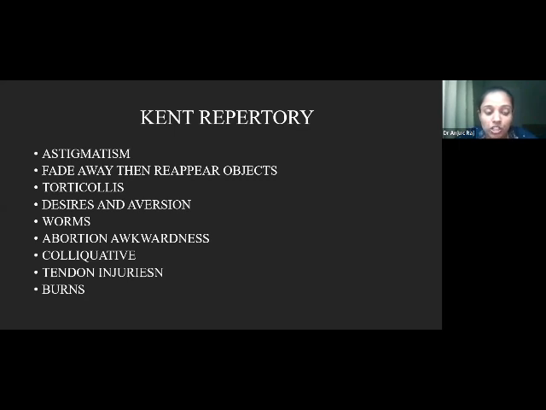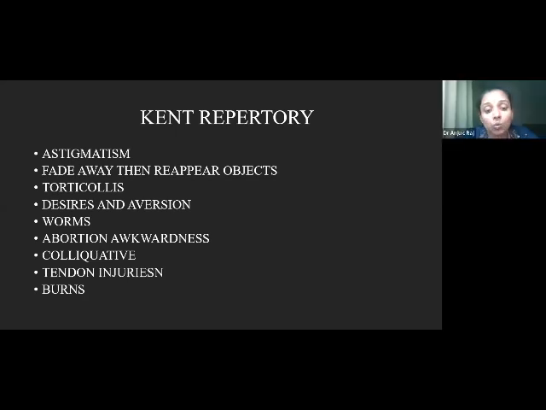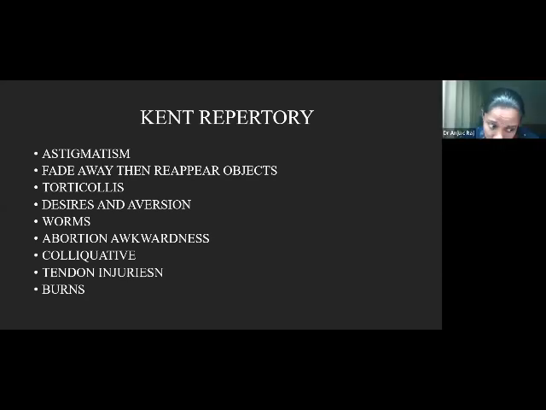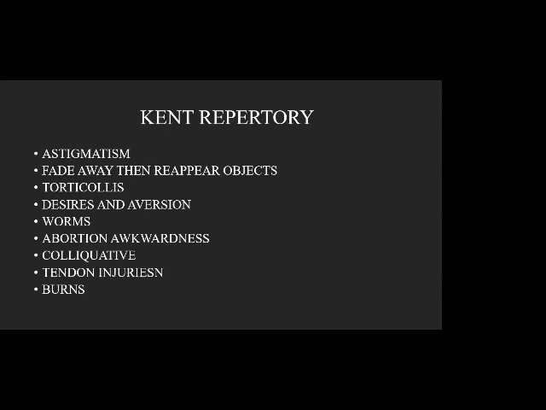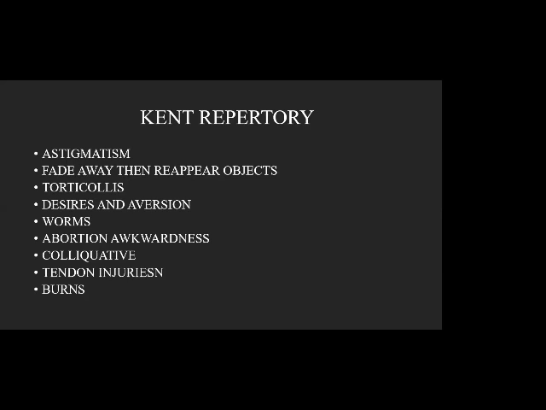Abortion. In which chapter do you get it? Female genital. Then awkwardness. Mind. Awkwardness. Extremities. It is in Extremities. In BBCR, we will get it in Mind. Then collocative. Fever. Perspiration. Collocative, perspiration. Initial question. We will get it in the perspiration chapter.